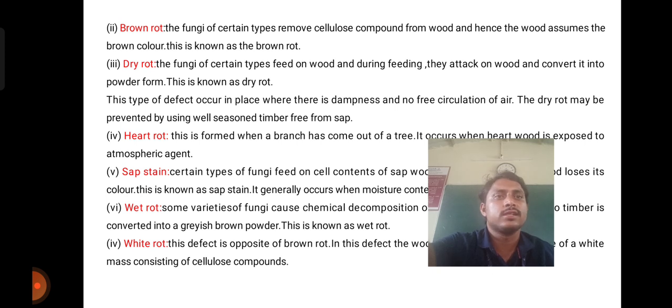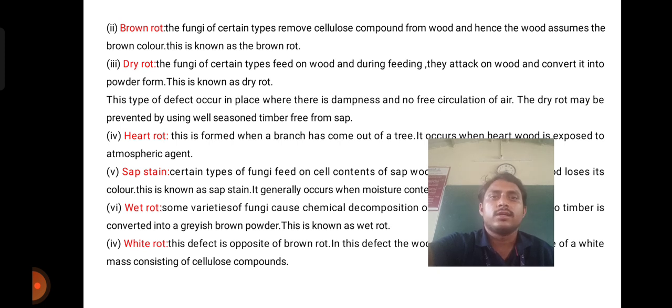So if you see the next, dry rot, certain types of fungi feed on the wood, and during feeding, the attack converts the wood into powder form. So this is known as dry rot. Unlike the brown rot mentioned last, with dry rot there is no color change, it changes into powder form. So this is also due to the attack of fungi in timber structures.